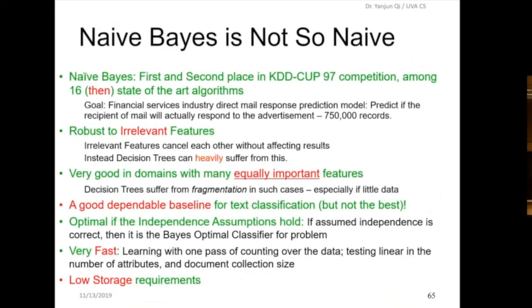Okay, just to summarize, the naive Bayes model is actually not very naive at all. It's a very solid baseline for text classification. It's very robust to irrelevant features. It's also a very good approach when you have many equally important features. It's a good solid baseline, and it's optimal if the assumption holds. And the other big reason is it's super fast. So think about how you implement this.